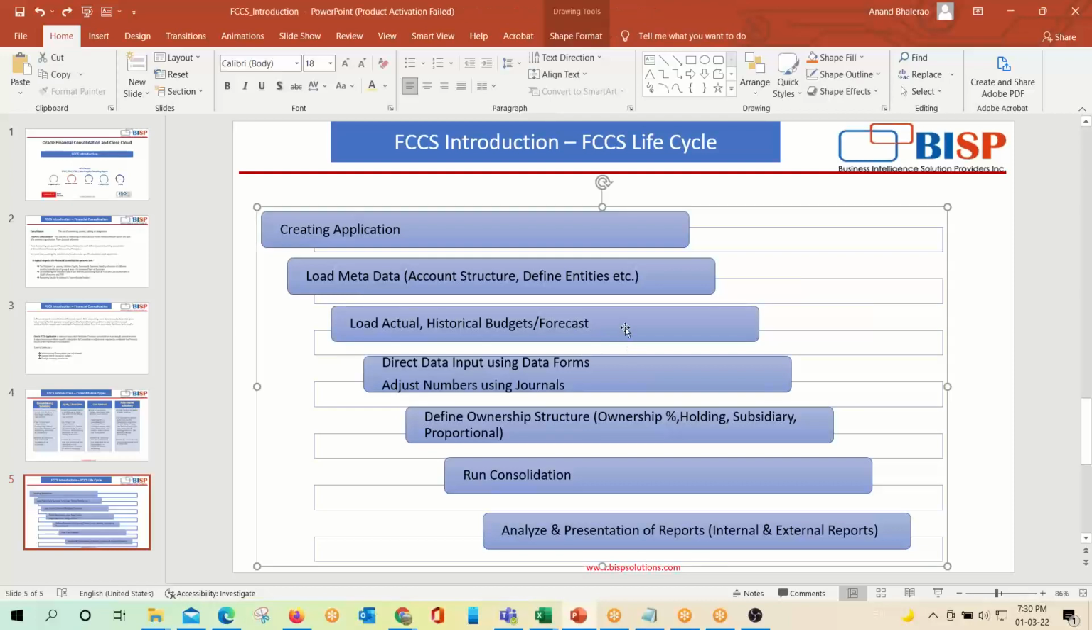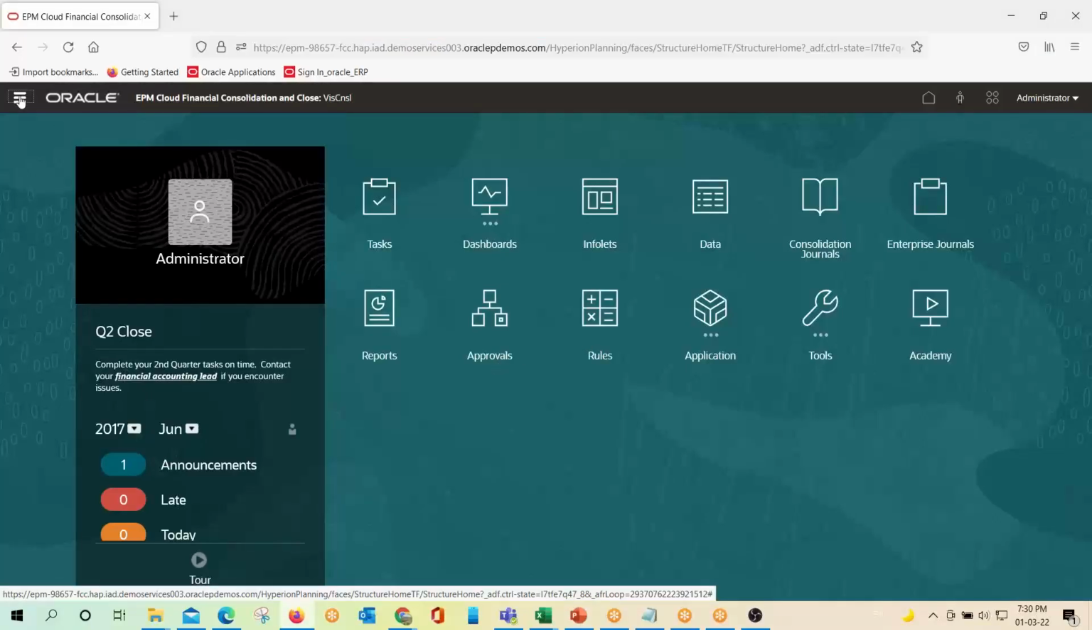The next typical step is to load actual data and the historical budget and forecast. After loading the metadata, we load the actual figures, that is, the trial balance figures which we received from the different entities. So we load here the actual as well as the historical data, meaning last year's financial results, and also the budgets and forecasts of different entities can be loaded in this application through dimensions.